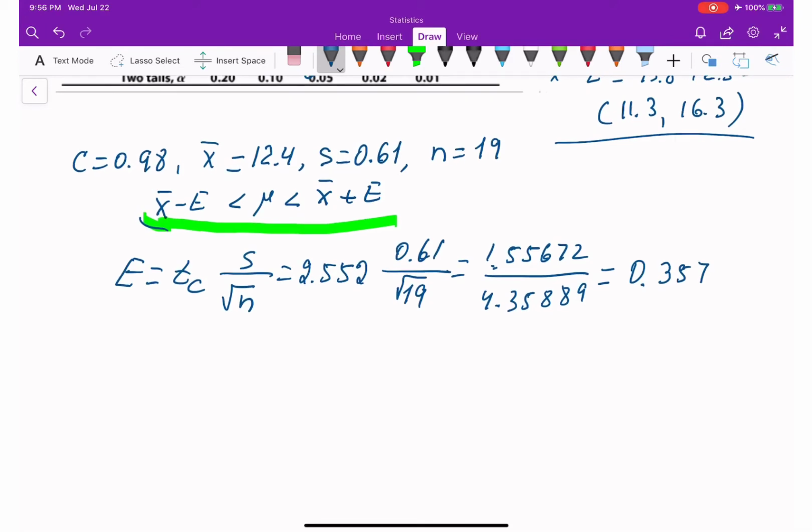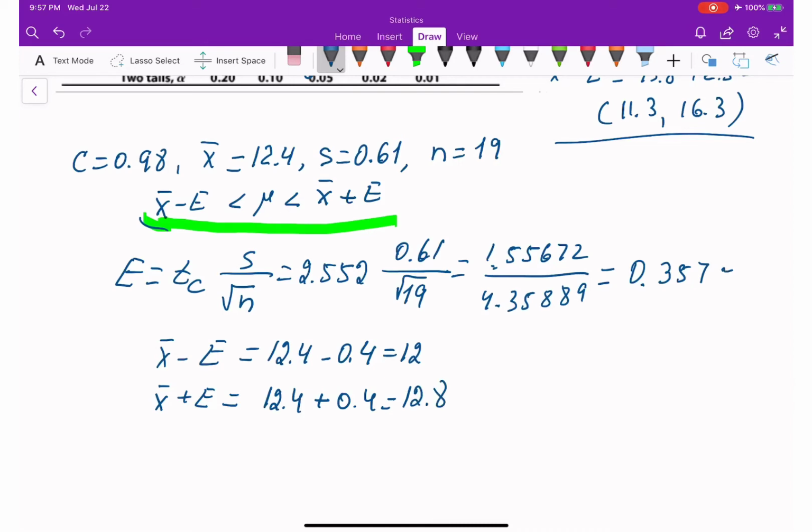So from here, X bar minus error is equal to 12.4 minus 0.4. And that is equal to 12. And X bar plus error is equal to 12.4 plus 0.4. That will be 12.8. Why did I round up here? Because my X bar is given with 1 decimal only. That's why.